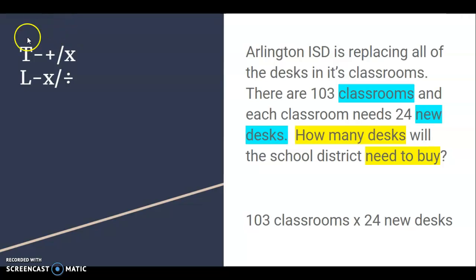Well, look over here. I need to find my total, so that's add or multiply. My labels are different, so that's multiply or divide. So the operation that's the same between them is to multiply. So in order to find this answer, I'm going to multiply 103 classrooms times 24 new desks.